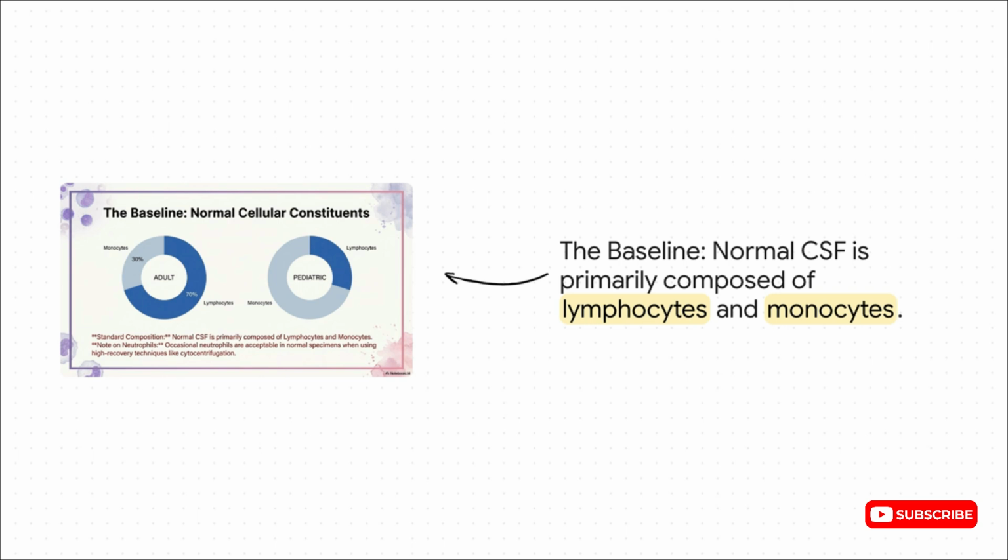Now, it's also worth noting that it's okay to see a few neutrophils here and there, especially with these high recovery techniques we're using. But for the most part, when you look at a normal CSF, you expect to see lymphocytes and monocytes. They're the normal residents.